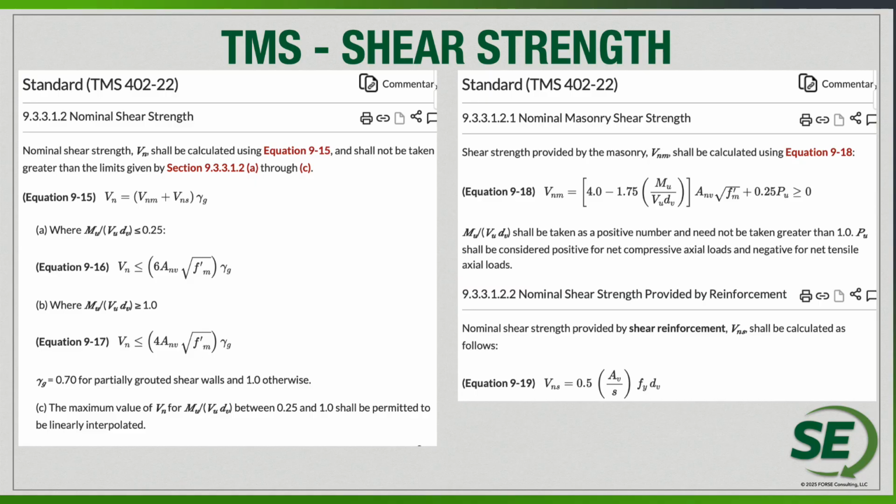Next, looking at just the specific masonry contribution for the shear, you can see equation 9-18. On the right side, you can see Vnm giving us a nominal shear capacity for just the concrete masonry component. We then can see equation 9-19 for the additional steel shear capacity, 0.5 times Av over s times Fy, the yield strength of the steel, times dv.